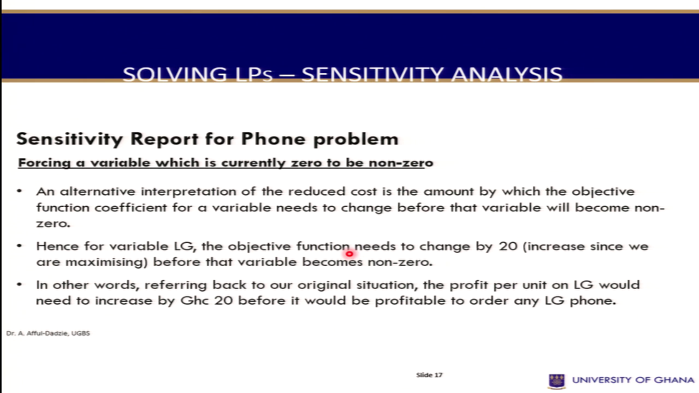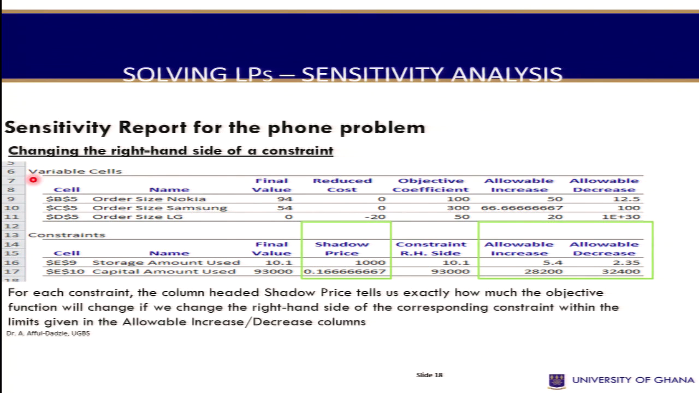So, referring back to our original solution, the profit per unit on LG would need to increase by 20 cedis before it will be profitable to order any LG phone, as previously explained. We would also want to look at the side of the constraints. We've already discussed the variable cells, so we'd also want to consider the constraint cells. In the constraint, you also have final value, shadow price, allowable increase, allowable decrease, and the constraint right-hand side. The allowable increase and allowable decrease for the constraint work in a similar way to those of the decision variables.